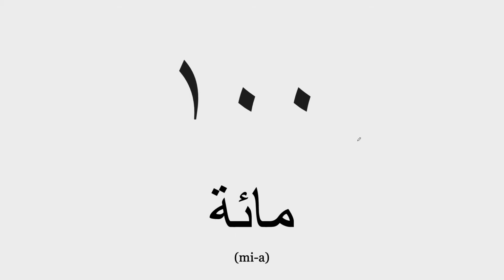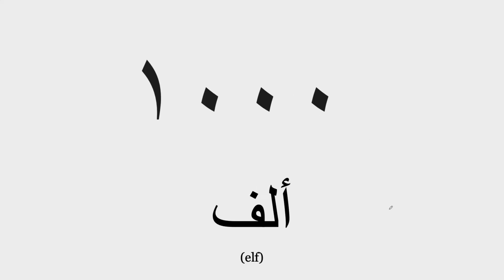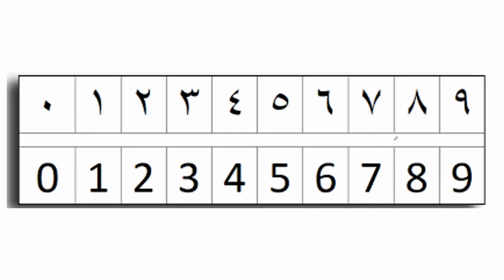And then here is 100. This is mi'ah. So remembering that the little dots here are just zeros. So mi'ah, and elf, which is 1,000. This is one of my favorite words just because I think it's funny that it's called elf. But that is 1,000. So this is just a reiteration of all the numbers.